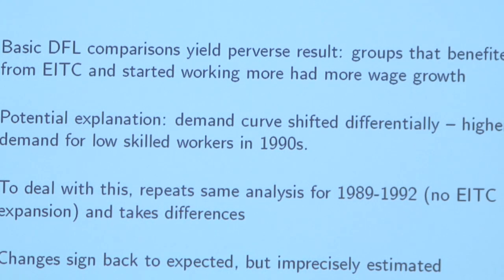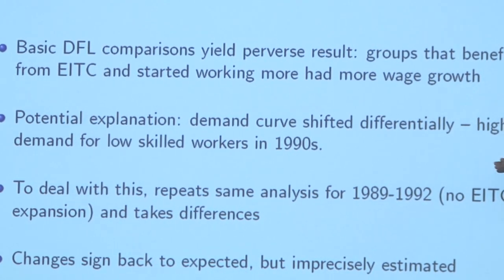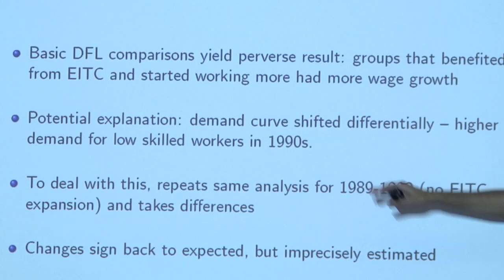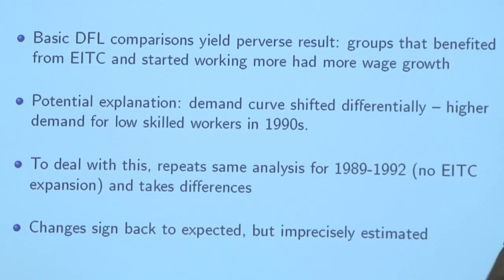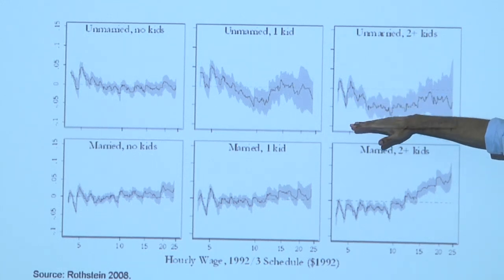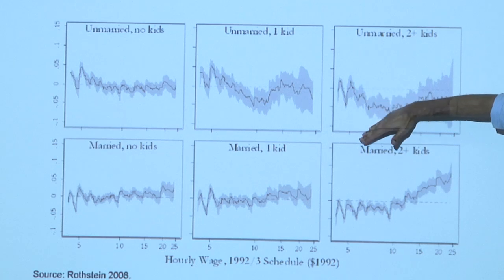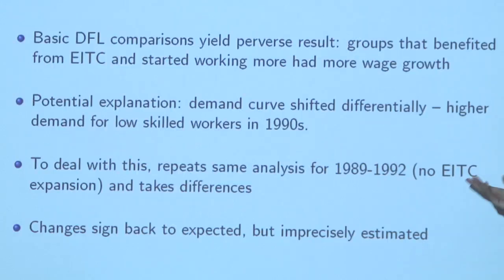Okay, so then what he does is say, potential explanation: demand curves shifted differentially, higher demand for low-skilled workers in the 1990s, and that led to wage increases for those guys, which contaminates this thing. So it would have looked like this, but because of that differential demand shift, it tilts it like this. Okay, so that's conceivable. So to deal with that, he repeats the same analysis for 1989 to 1992, a pre-period.